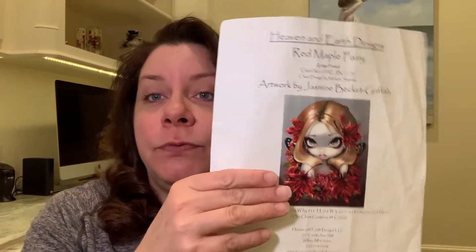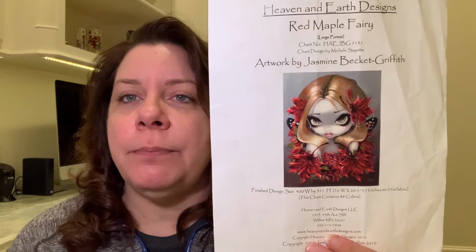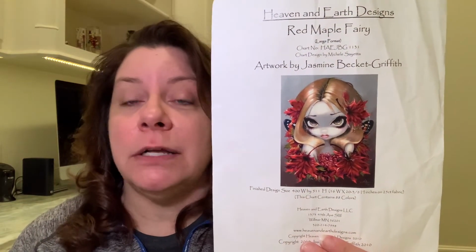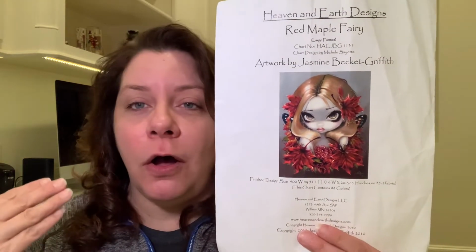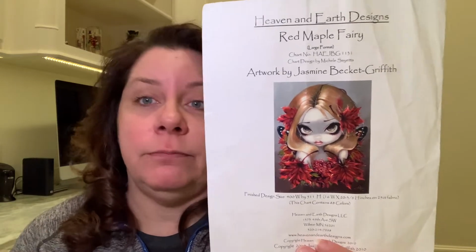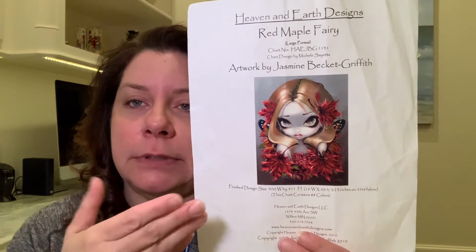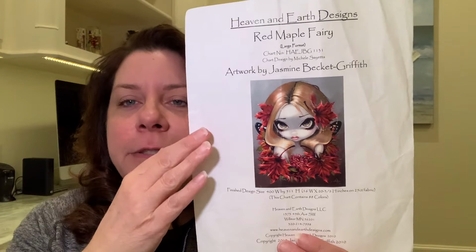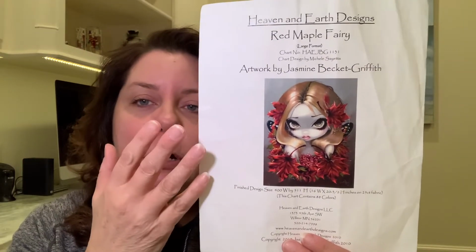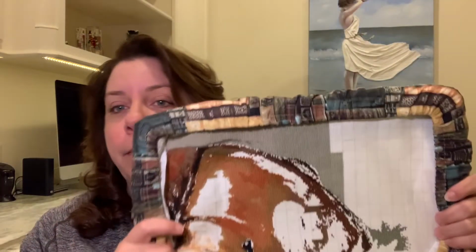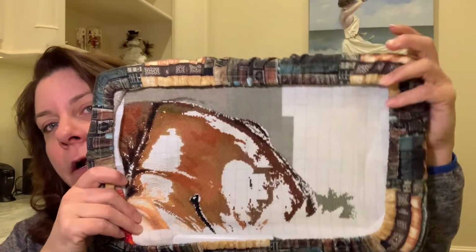It was full coverage. So the next project I pulled out was Red Maple Fairy, which a lot of the times I also refer to as Autumn Fairy because that's what she looks like to me. This is artwork by Jasmine Beckett Griffith, also charted by Haid. And I'm stitching this on a little bigger count. This is 18 count easy grid fabric, so you can see a little bit bigger.